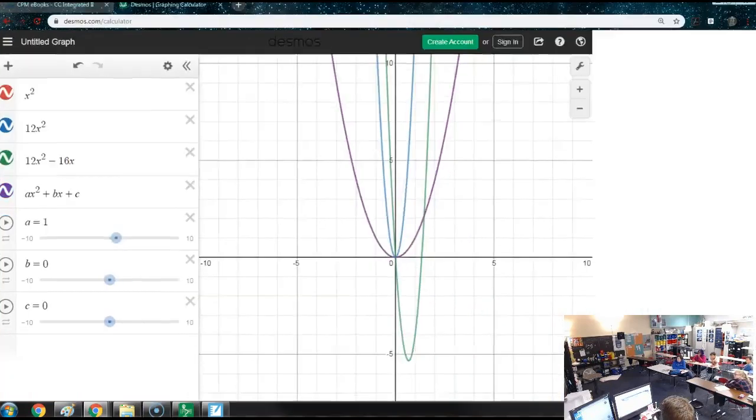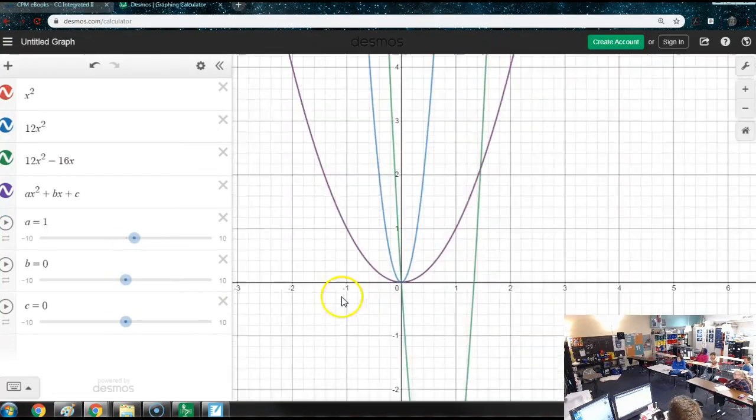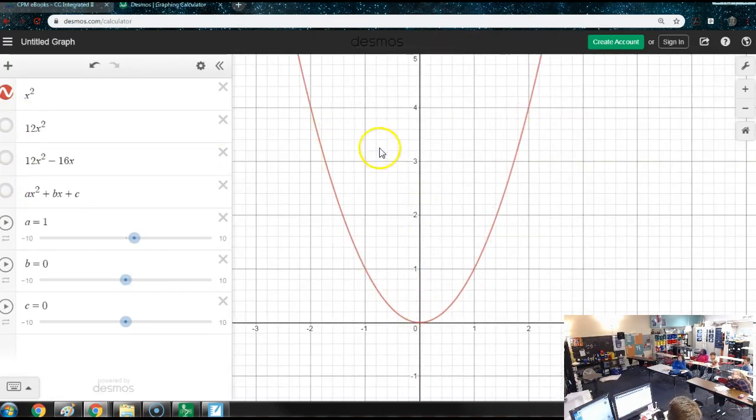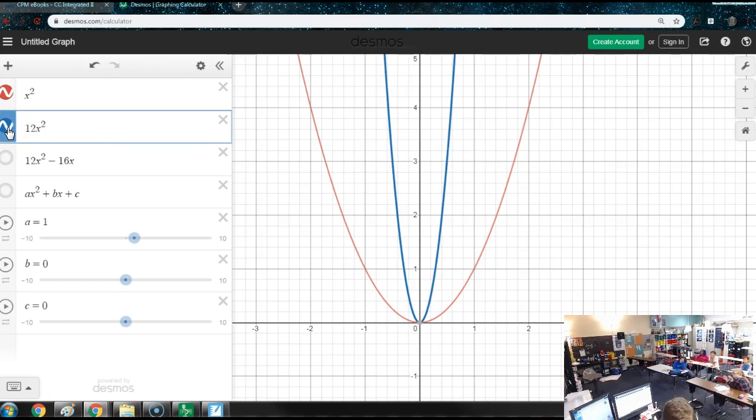This is green. Your parent function, if I turn everything else off, is x squared. 12x squared, the a value, start to try to internalize this. You don't have to master this yet, but it is intensity, right? It's an intensifier because it is making the output value 12 times as much as it would be. When I do 1 and I square it, 1 squared should be 1 on the parent function.